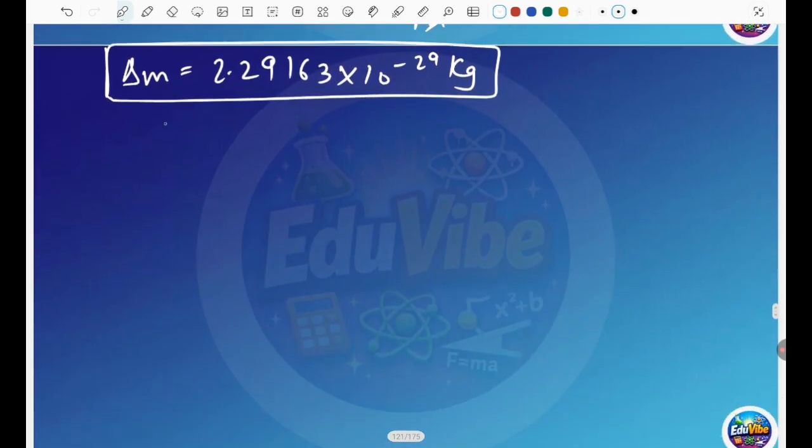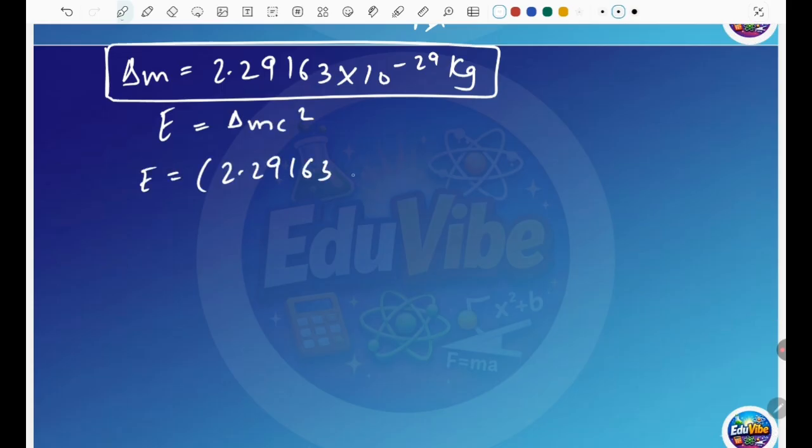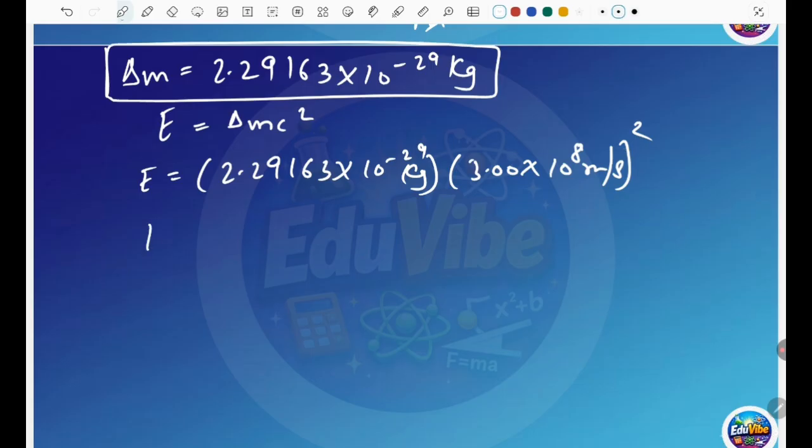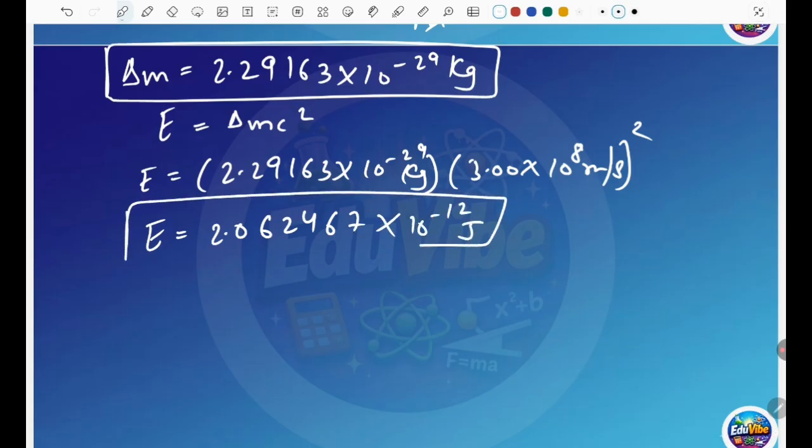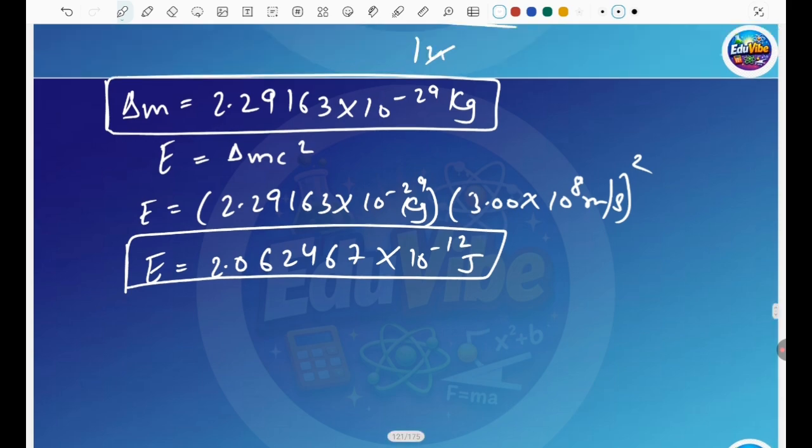Now you want the energy of the photon, which is the defect mass times c squared. You have 2.29163 into 10 raised to power minus 29 kg times 3.00 into 10 raised to power 8 meters per second, squared. When you calculate this, you get about 2.02467 into 10 raised to power minus 12 joules. They didn't mention specific units, so you stay in joules and leave the answer like that.